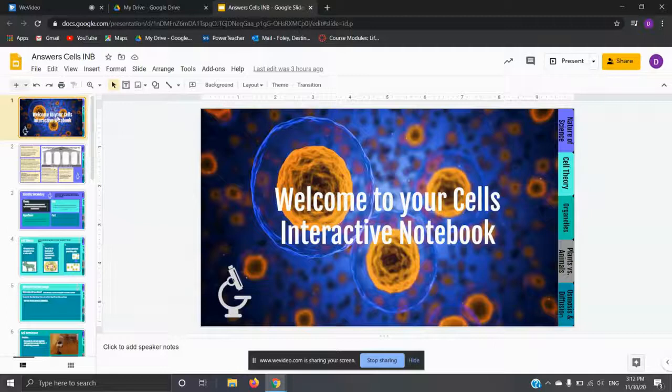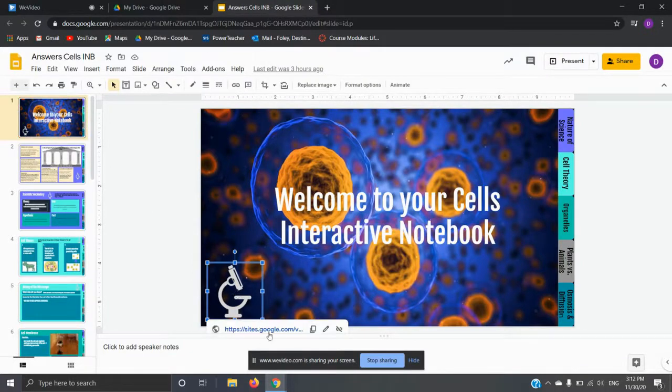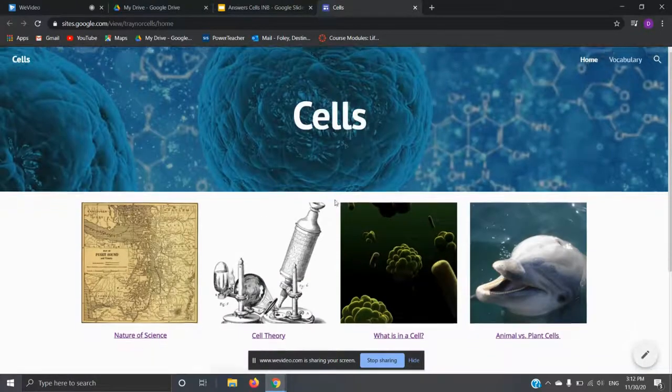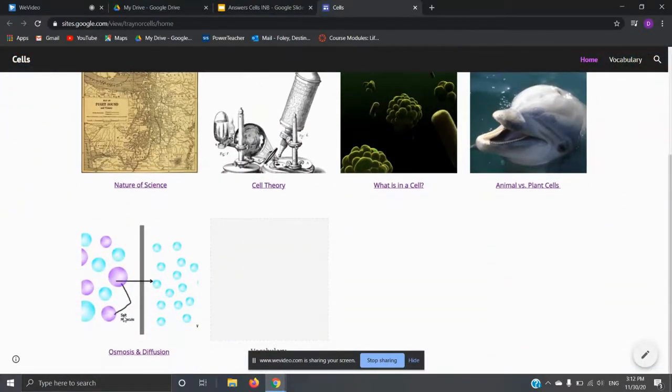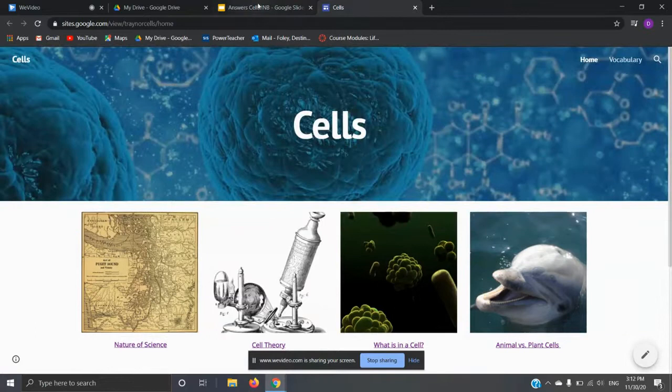All right, so today we are working on your cell interactive notebook, and I'm so excited that we're finally on cells. Yay! All right, so your first slide is just your intro slide as usual. And if you click on the microscope, it takes you to the Google site. So you'll see here there are these pictures of all the Google sites, all the links on the Google site.